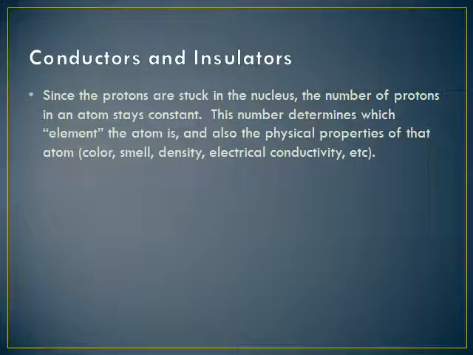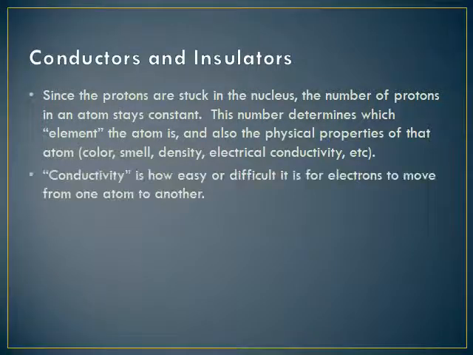So in an atom, the nucleus stays put, right? The protons and the neutrons in the nucleus can't really move around, they're stuck, which means that the number of protons in a single atom is always constant. That number is the number that determines the element and also these physical properties of the atom that we notice. So the color of something, a smell of something, a density of something is all determined by the number of protons that are in the nucleus.